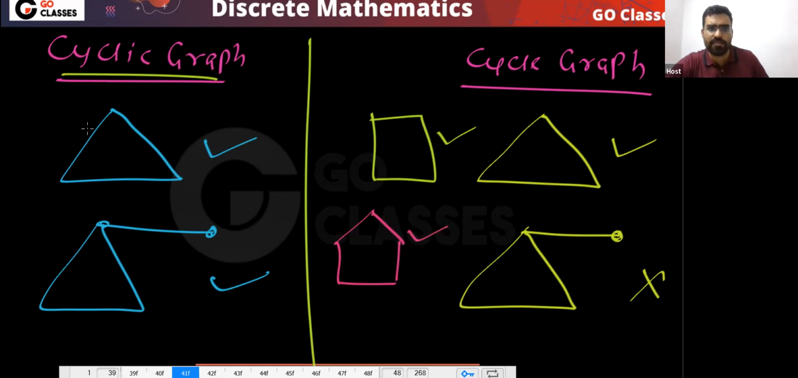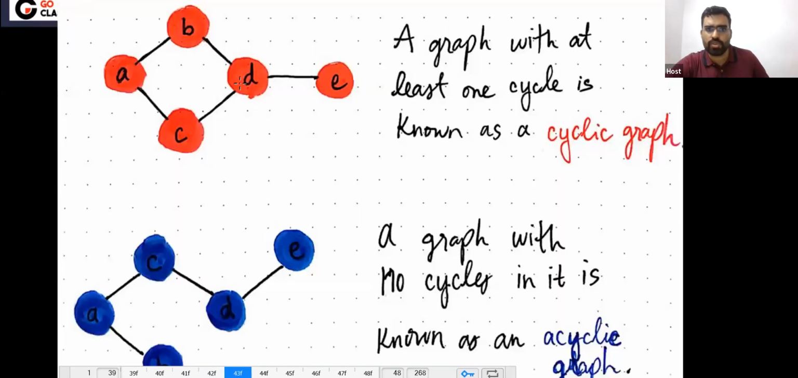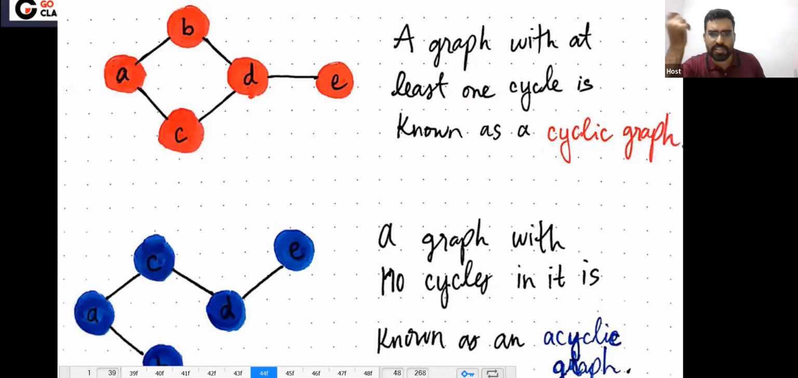So a cyclic graph means a graph which contains at least one cycle. For example, this graph contains a cycle, so this is a cyclic graph. This graph does not have any cycle. Yes or no? There is no cycle in this graph, so this is acyclic. Now let me tell you which observation you can make.